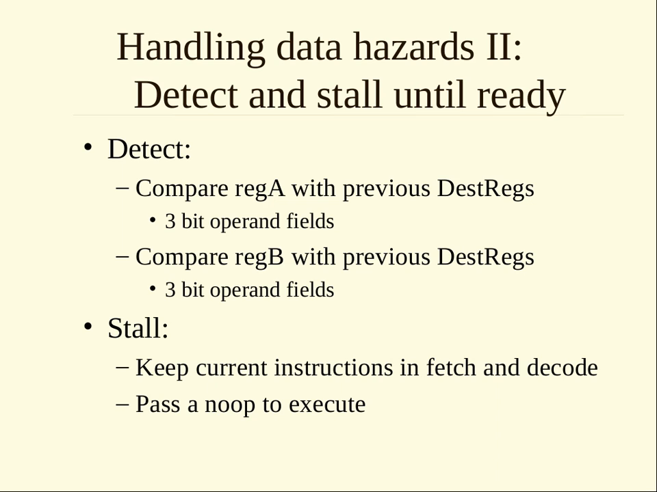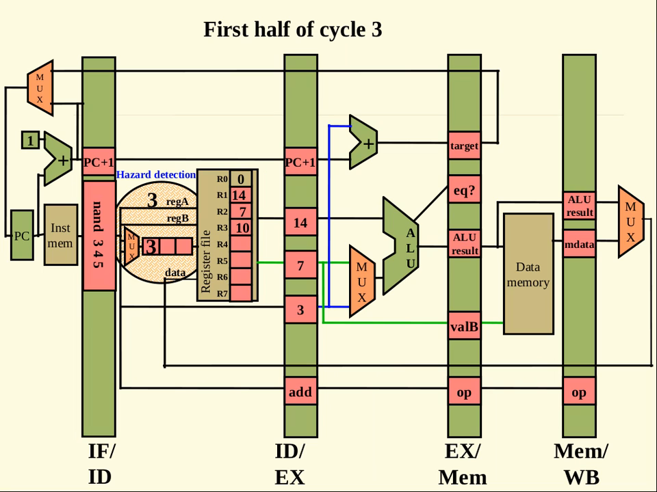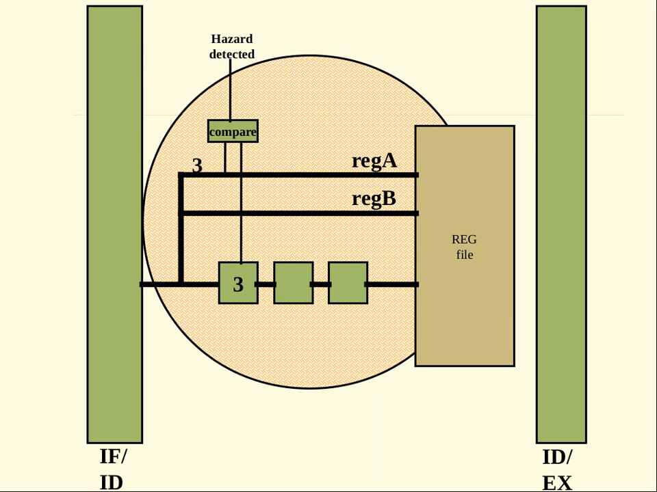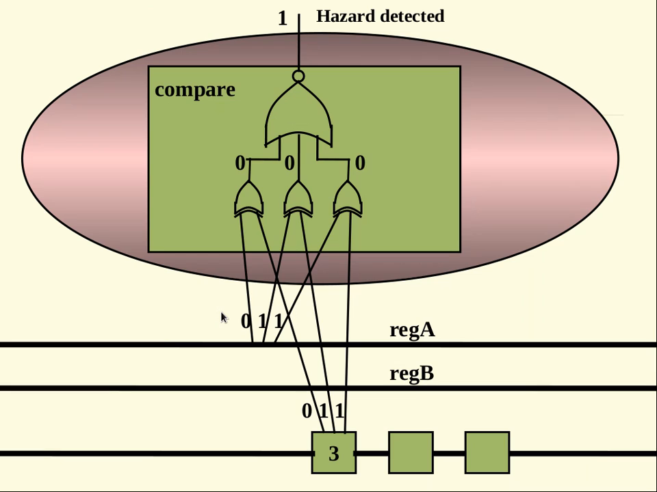So, detect and stall. You compare the values, and as long as there's a problem, you just send no-ops down the pipeline in hardware, and you keep the current instruction fetch. So how do we do this detection? Notice you have these 3 registers that you're going to write to down the pipeline, and you just need to compare them with each of the other registers, which ends up being a lot of comparisons. But you can do that with XORs, by the way, and make sure they're all zeros.